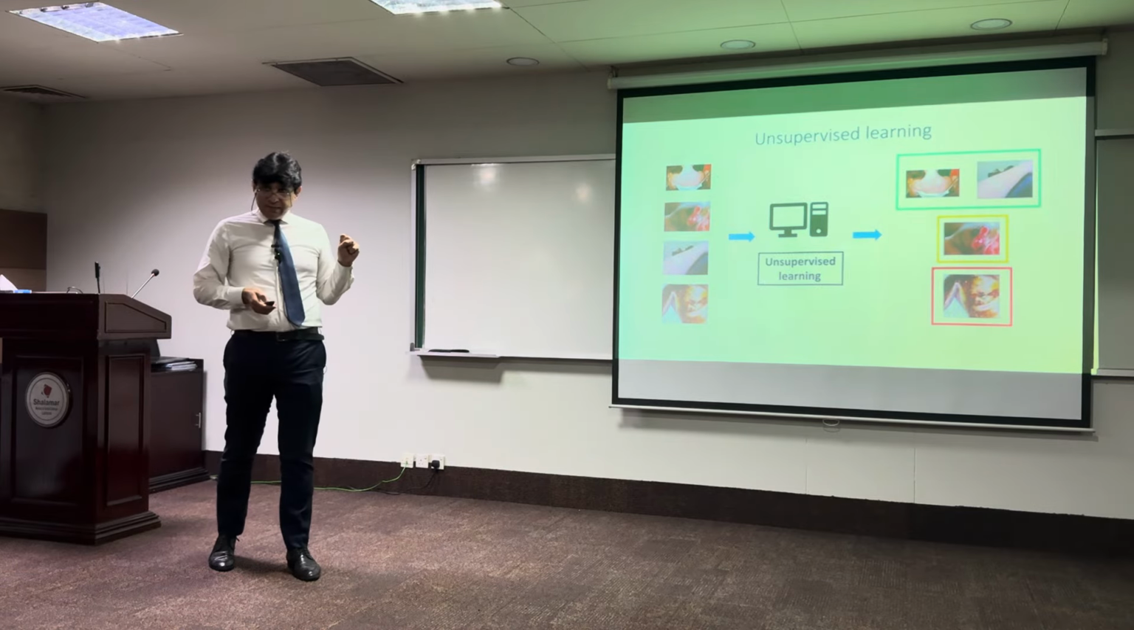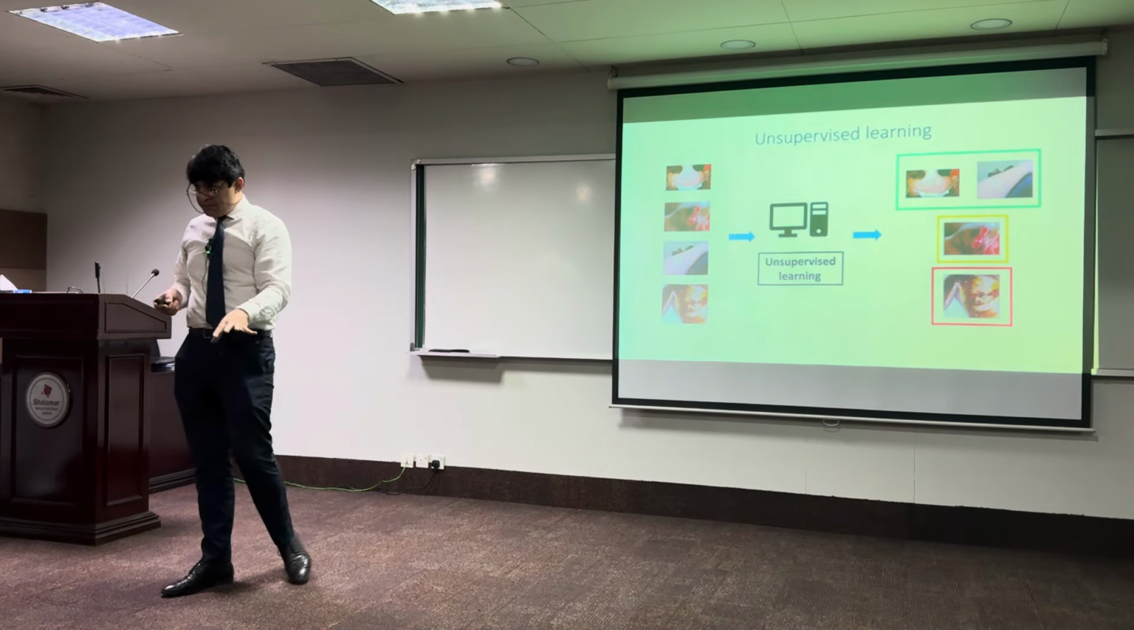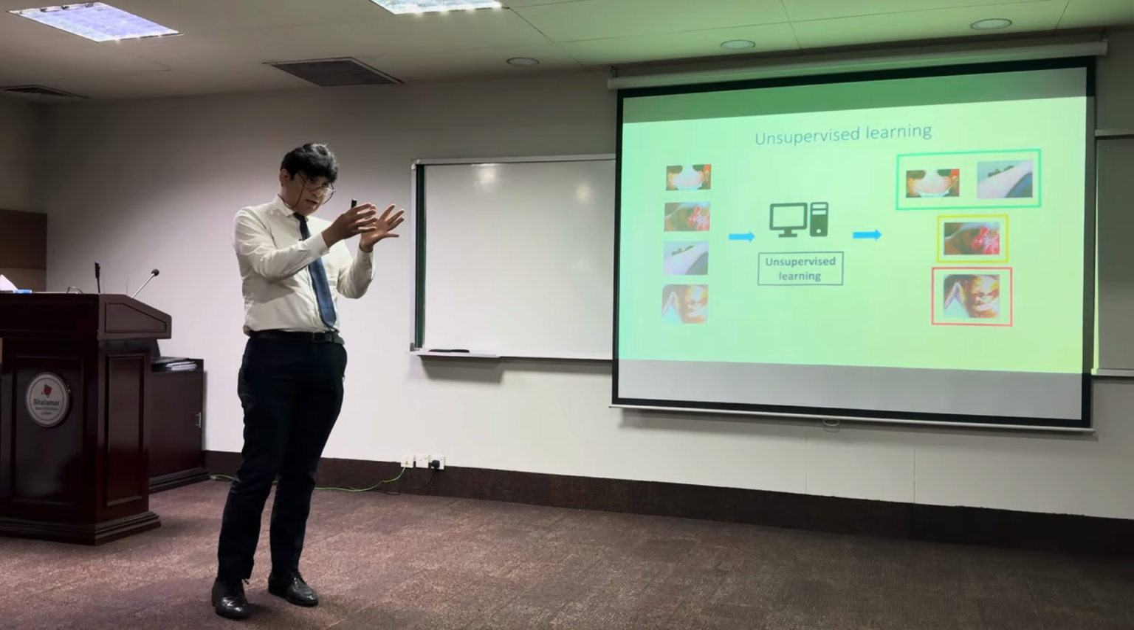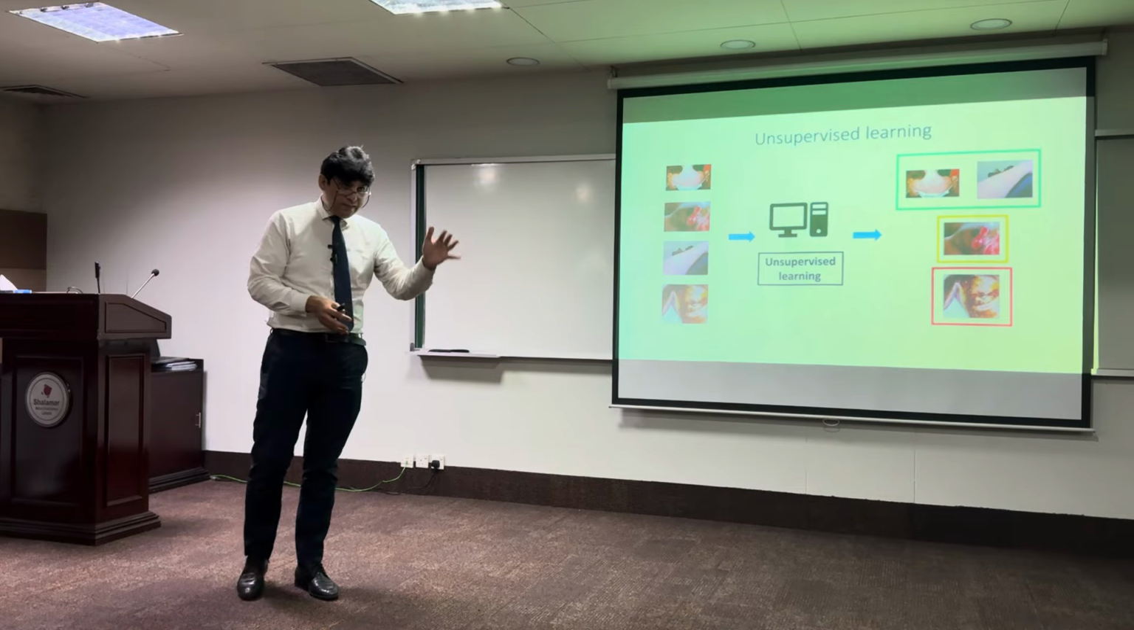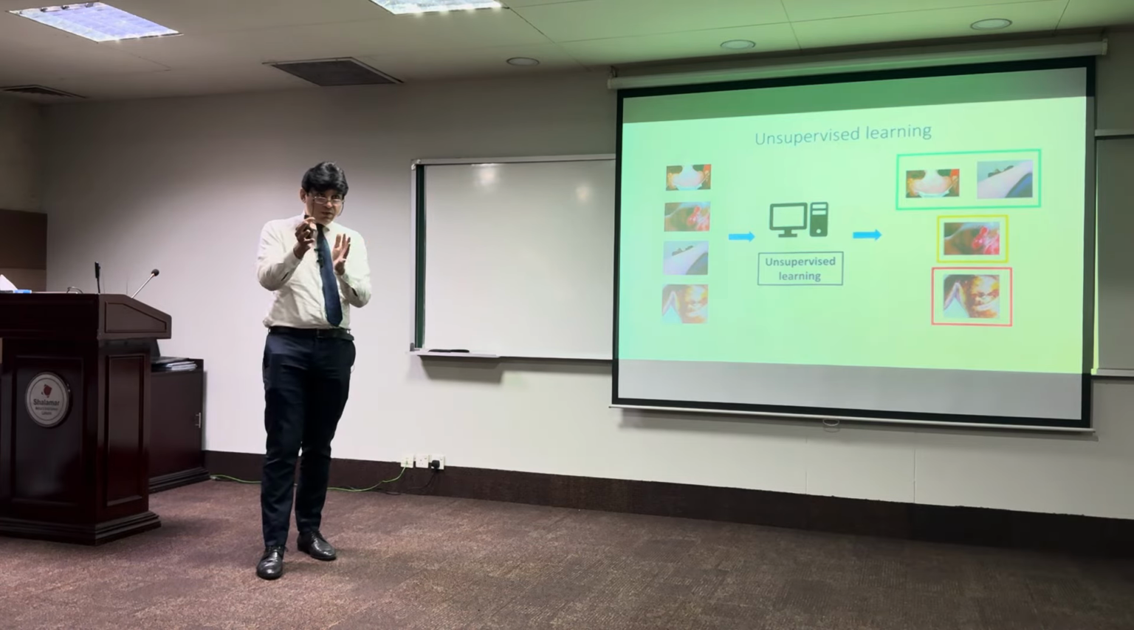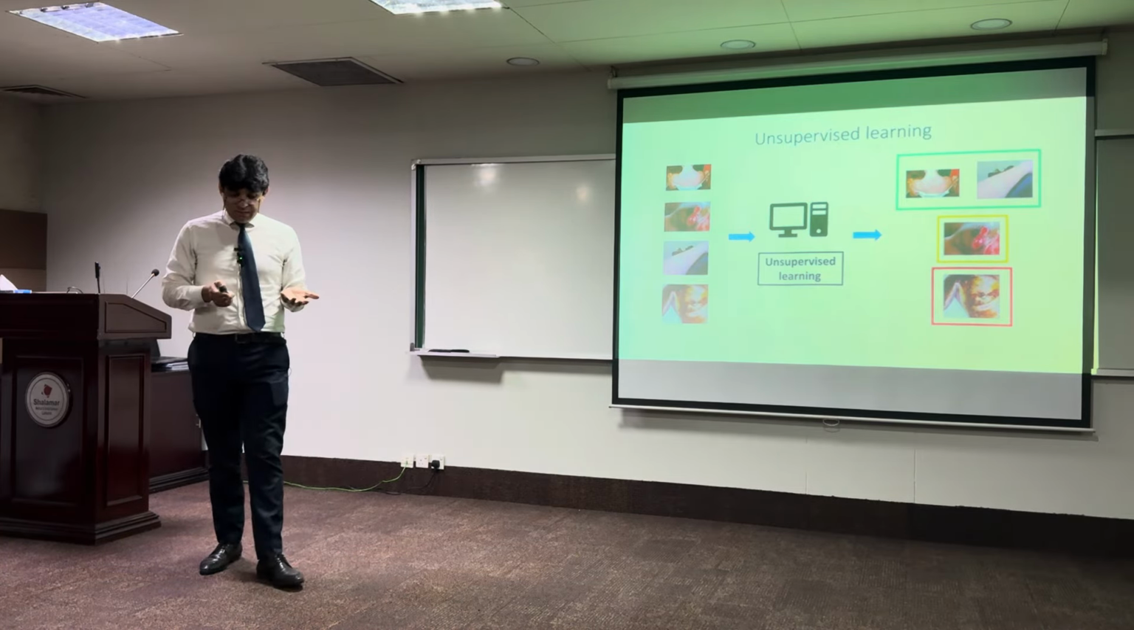Next is unsupervised learning, where you just enter the pictures and the computer gives you a pattern. It would say these pictures are similar, these are similar, these are similar, and then you can see to which group it belongs to. That is unsupervised learning.